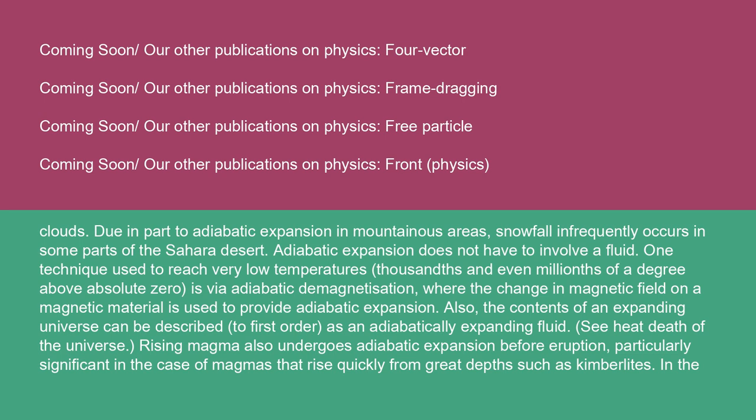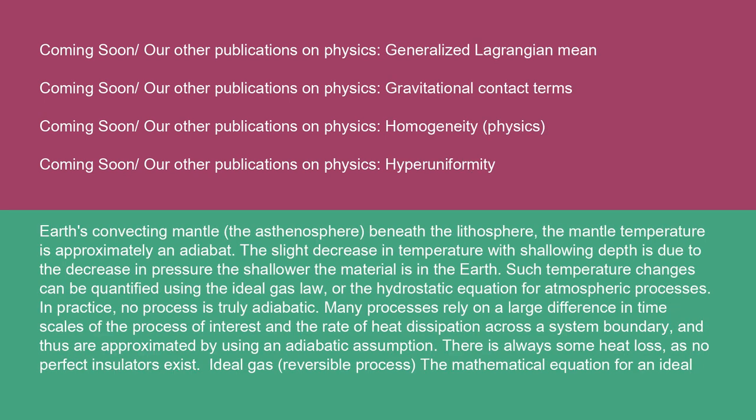Also, the contents of an expanding universe can be described, to first order, as an adiabatically expanding fluid. See heat death of the universe. Rising magma also undergoes adiabatic expansion before eruption, particularly significant in the case of magmas that rise quickly from great depths such as kimberlites. In the Earth's convecting mantle, the asthenosphere beneath the lithosphere, the mantle temperature is approximately an adiabat. The slight decrease in temperature with shallowing depth is due to the decrease in pressure the shallower the material is in the Earth. Such temperature changes can be quantified using the ideal gas law, or the hydrostatic equation for atmospheric processes.